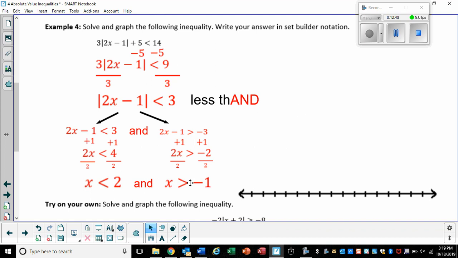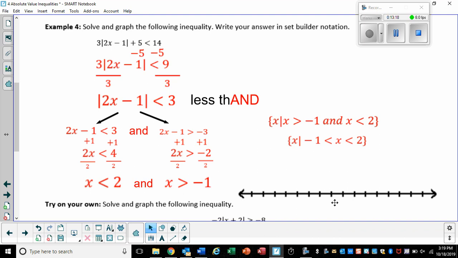So in set builder, there are 2 ways you can write it. You can write it with the word and, just like this, where you have the x's in front, put the smaller number first, and the bigger number. Or you can merge it. So if you wanted to merge it, you would get x such that -1 is less than x, which is less than 2.